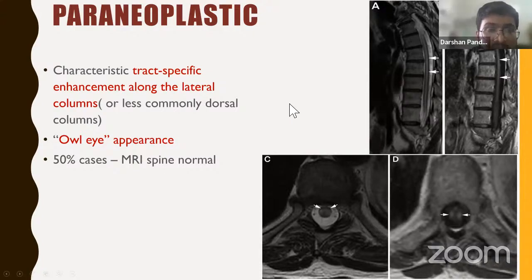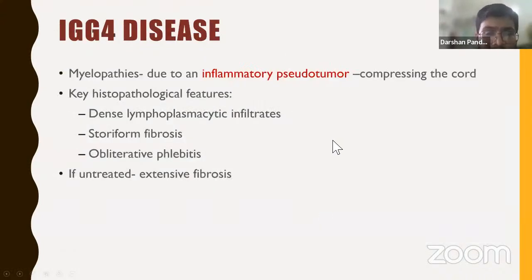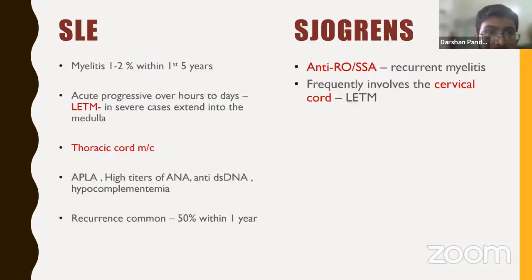In 50% of paraneoplastic cases, MRI spine can be normal. To compare, in sarcoidosis there's a trident sign with central lesions; in paraneoplastic, tract-specific dorsal or lateral columns can be involved. In IgG4, there can be myelopathy due to inflammatory pseudotumors, and if untreated, there is extensive fibrosis. Histopathological features like dense lymphoplasmacytic infiltrates, storiform fibrosis, and obliterative phlebitis are characteristic of IgG4.